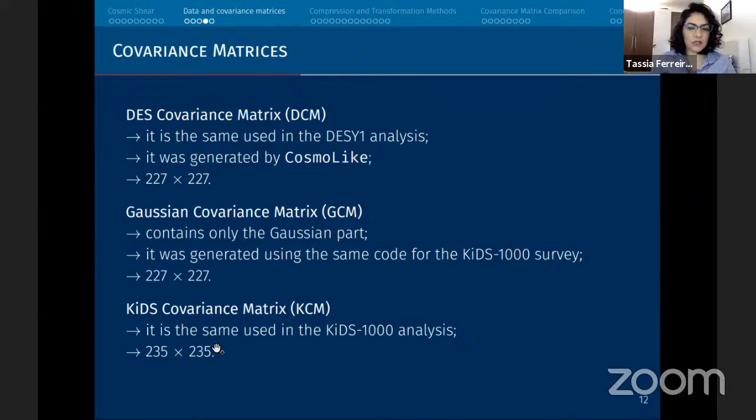Finally, we have the KiDS covariance matrix, which is the same one that KiDS used in their analysis, the KiDS-1000. And as I mentioned, it's 237 by 237.